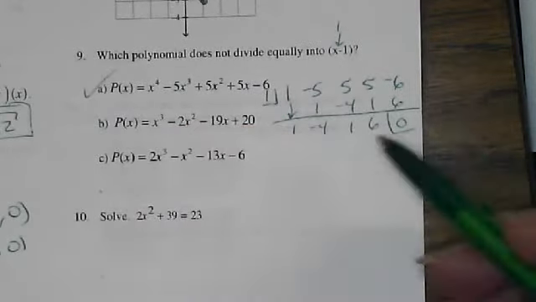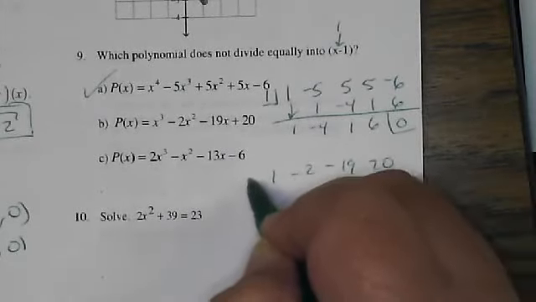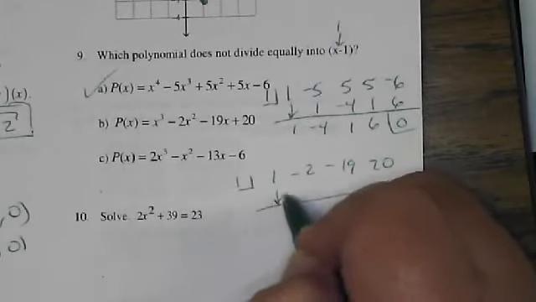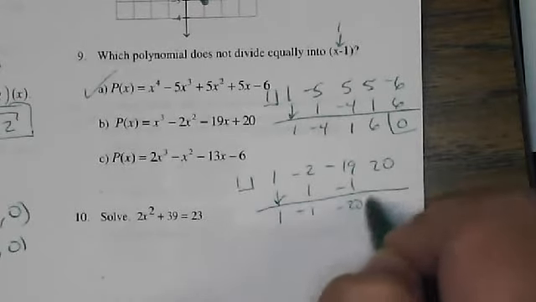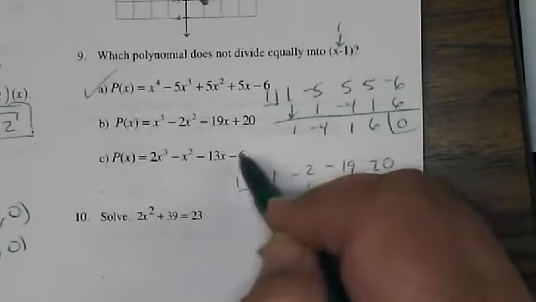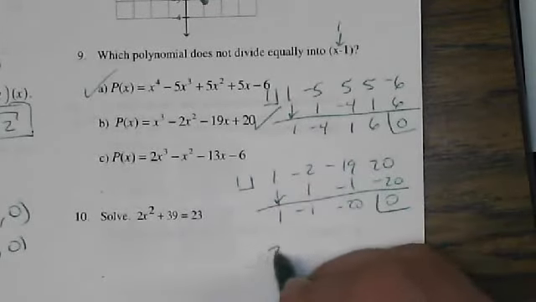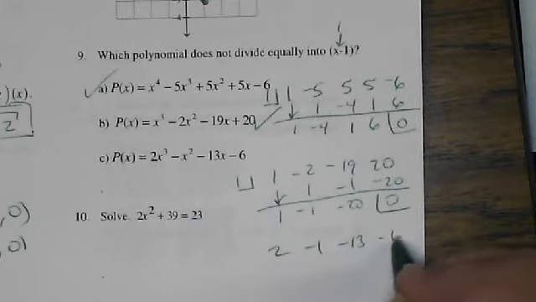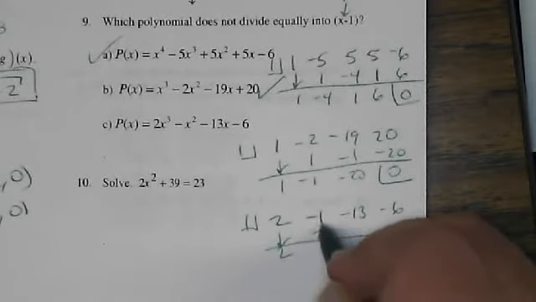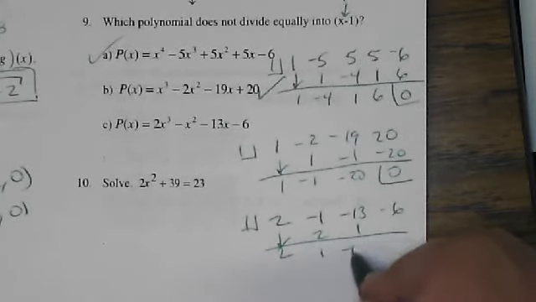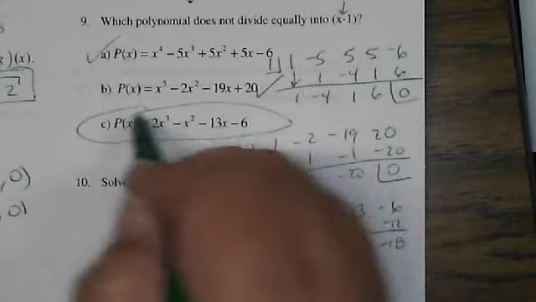So they want to know which one does not. A does. You do the same thing for the next one. Again, plugging in a 1. 1 times 1 is 1. That's negative 1. Negative 1, that's negative 20. Negative 20, that's 0. Again, that works. Alright, last one. You have 2, negative 1, negative 13, negative 6. Drop down the 2. That's 1. Negative 12. Negative 18. There's your answer.